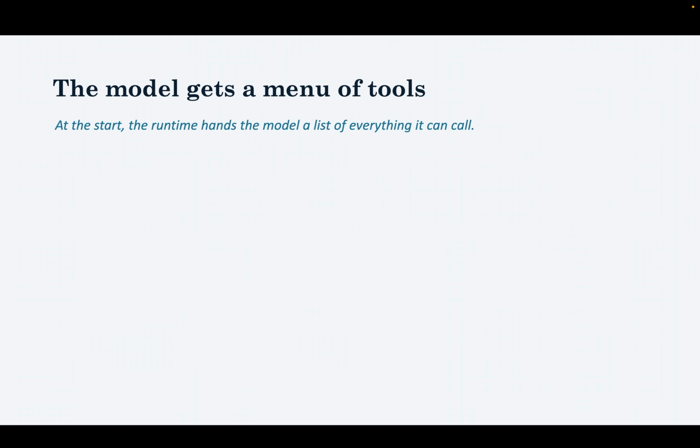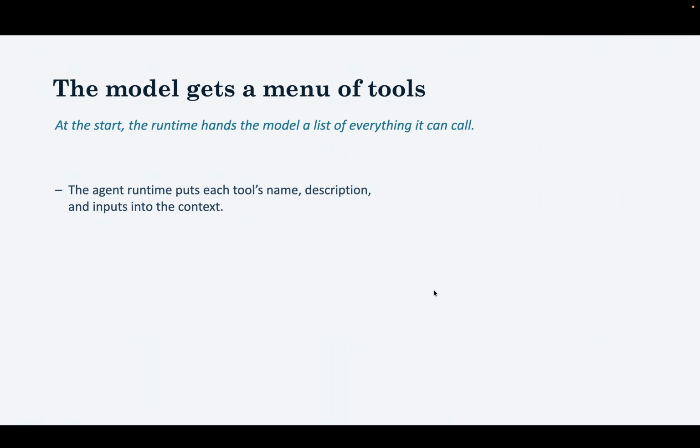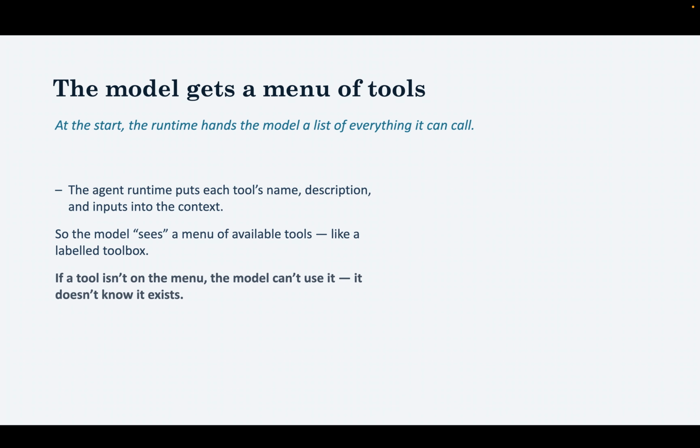So the model gets a menu of tools. At the start, the runtime hands the model a list of everything it can call. Right at the start, the model makes itself aware of the functions and all the metadata. And how does it make itself aware? Through the context. It loads all this metadata into the context. So the agent runtime puts each tool name, description, and inputs into the context. The model sees a menu of available tools, like a labeled toolbox. If a tool isn't on the menu, the model can't use it.